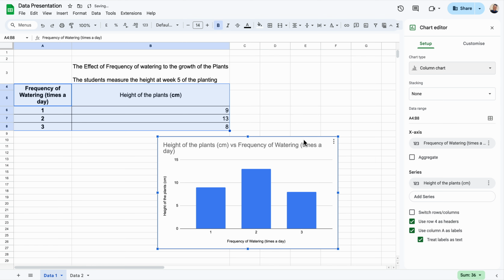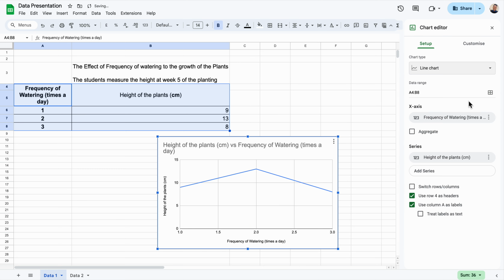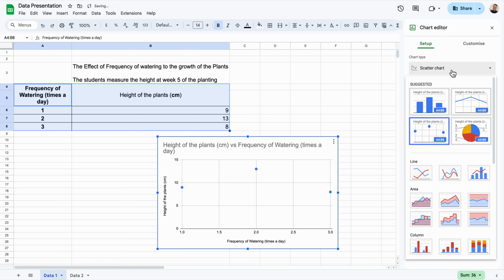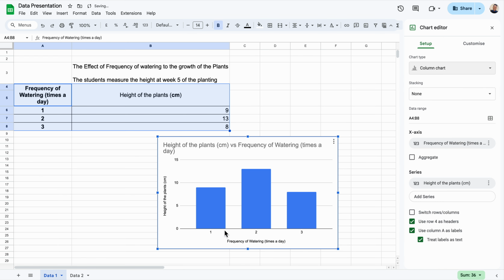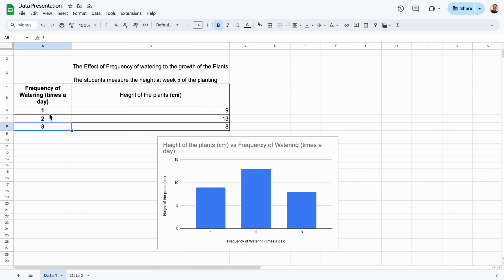Why? Here's the thing. This is the x-axis, this is the y-axis. The x-axis is where we should pay attention to determine whether this is going to be a bar graph, column chart, line chart, or scatter chart. If the x-axis shows different objects, then we have to use a column chart or bar graph, because in this experiment 1, 2, 3 actually represent different plants. This is plant number 1.